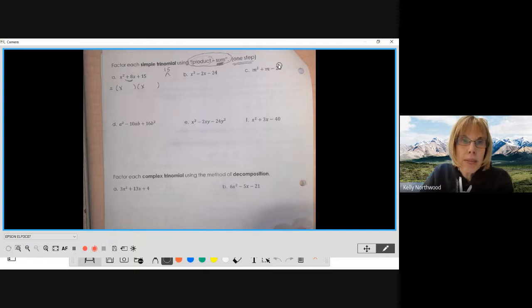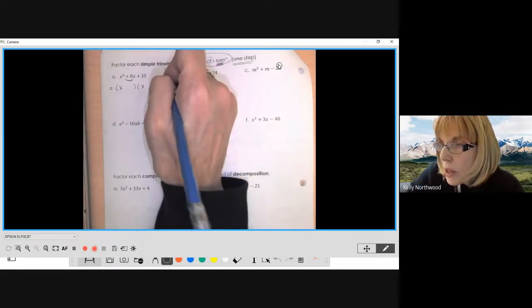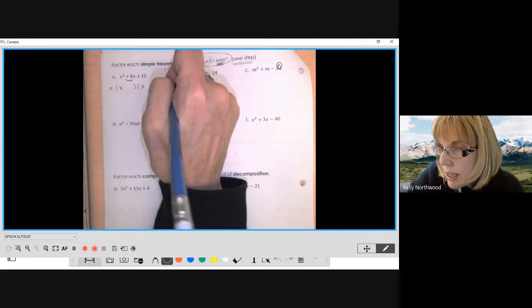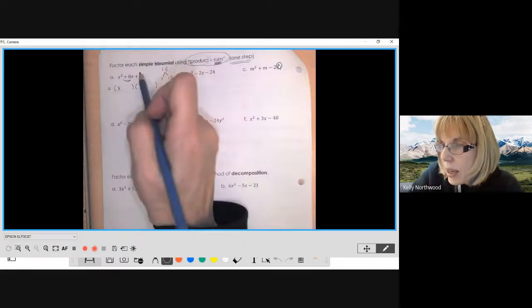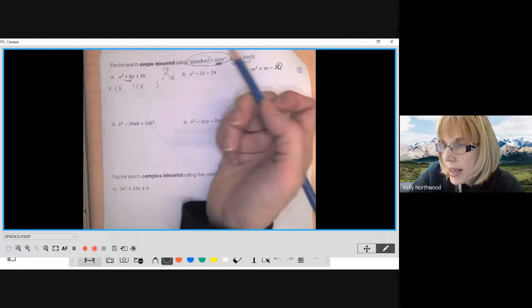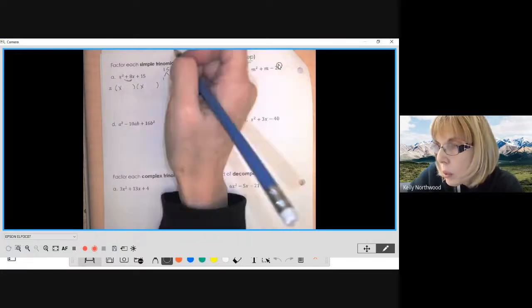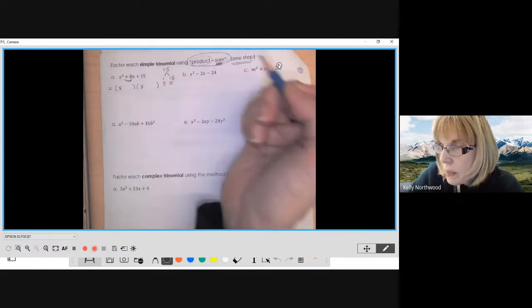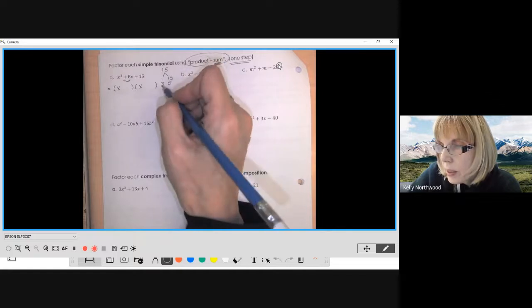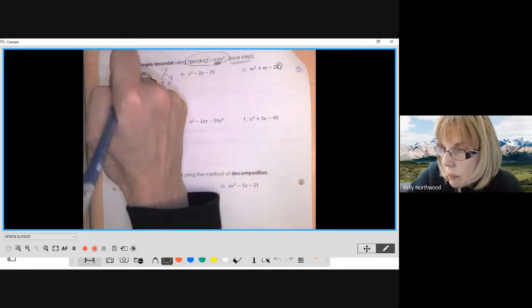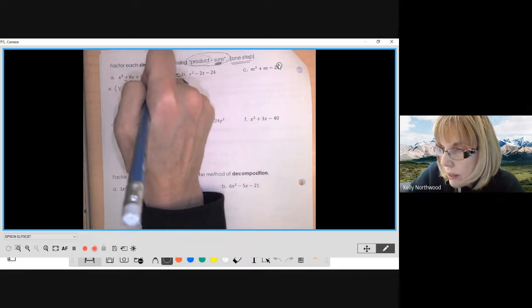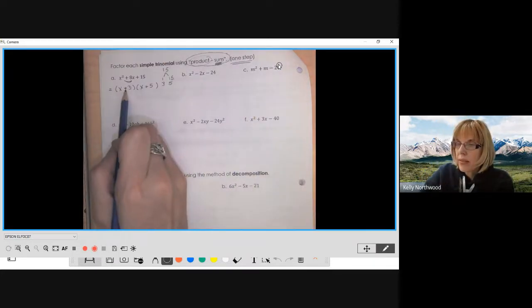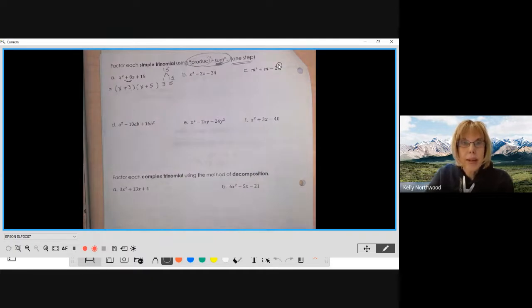So if you're the times tables champion of your class, you probably just already know what they are and you write them in. If not, you're going to do kind of like an organized list here. So start with your 1 times table, 1 and 15, 1 times 15 multiplies to 15, but 1 plus 15 does not add to 8, so that's not the pair, and only 1 pair will ever work. 2 doesn't go into 15 evenly, 3 does, so 3 times 5 multiplies to 15, 3 plus 5 adds to 8, so it must be positive 3 and positive 5. And you could also have x plus 5 times x plus 3. Doesn't matter.